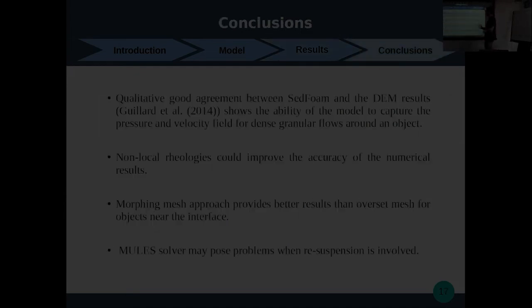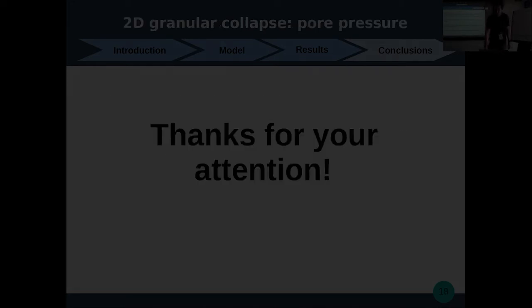So, three takeaway messages. First one is that with SetFOAM, we're able to reproduce qualitatively good results in terms of pressure field and velocity field for granular flow around a cylinder, but something is missing, probably the non-local effects. And we are studying them using DEM. And finally, we've learned that the morphing mesh is probably more appropriate for our cases, and we are still investigating the use of the MULES limiter. That would be all. Thanks.